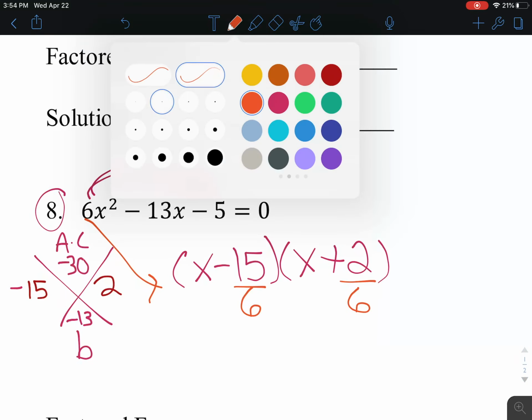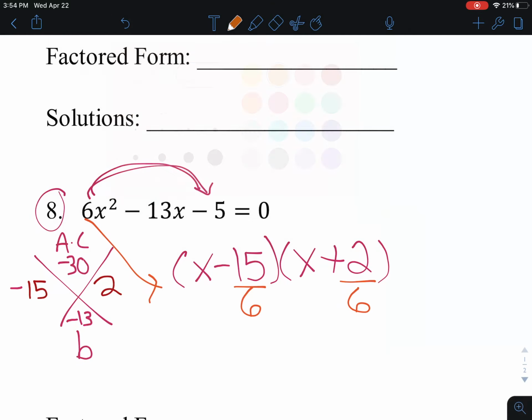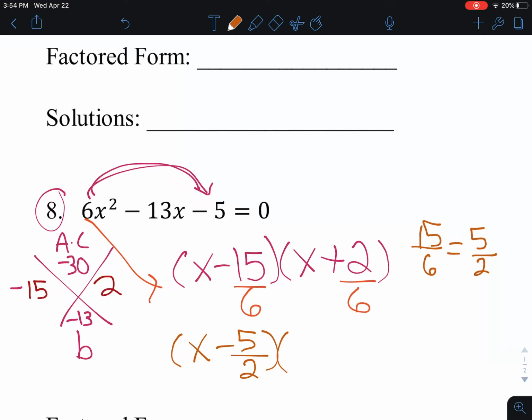6 does not go into 15 evenly. You have to simplify your fraction. 15 over 6, please note this, 15 over 6 is really, again, you have to simplify that fraction. So simplify that fraction, 3 goes into 15 and 6. 3 goes into 15 5 times, and 3 goes into 6 2 times. So really it's 5 over 2. So you have to do this part. If you don't reduce your fraction, you will get the problem wrong.